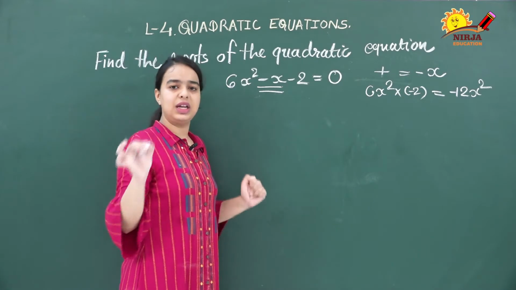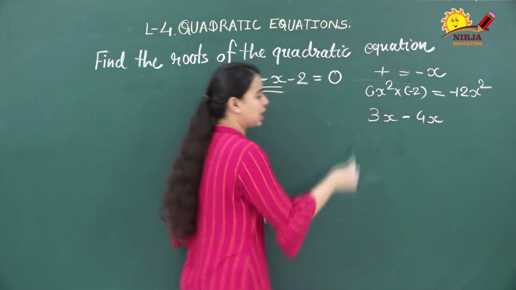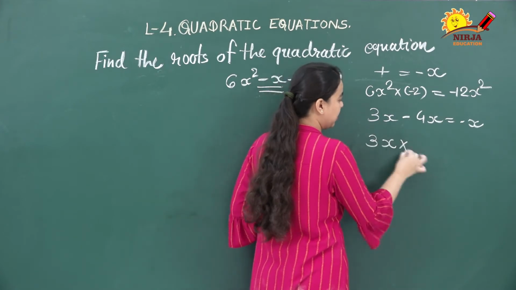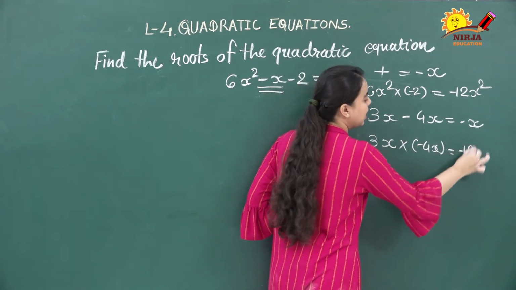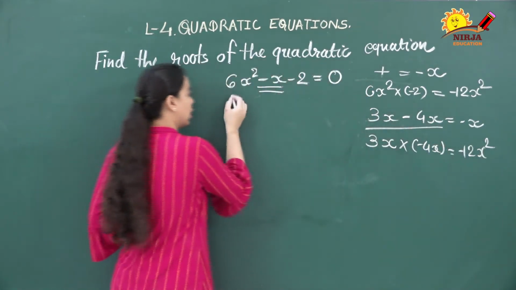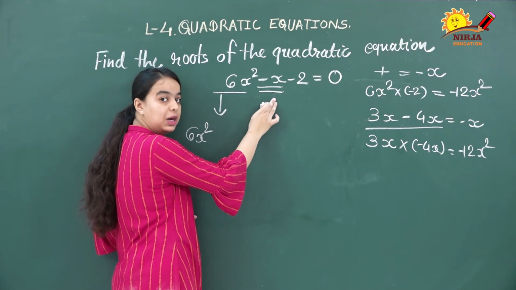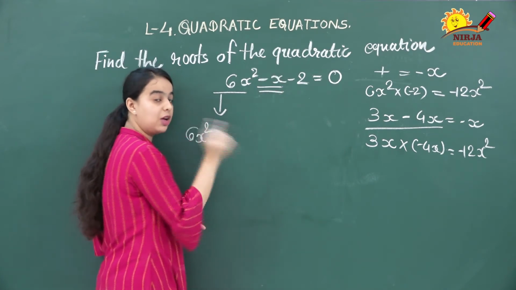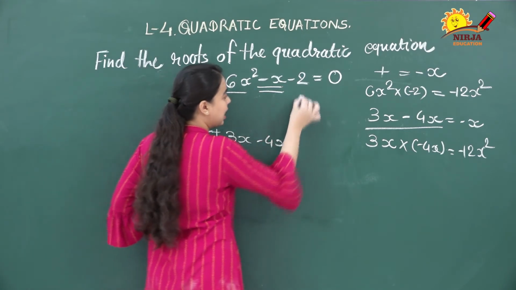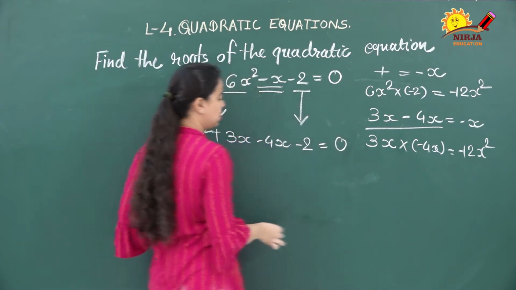So if I take 3x and minus 4x, then 3x minus 4x results in minus x, and if we multiply 3x by minus 4x, it results in minus 12x square. So we are going to split the middle term as 3x minus 4x. Let's write the first term as it is, 6x square. We split the middle term, so in place of minus x we write 3x minus 4x, and the last term also stays as it is, minus 2 is equal to 0.